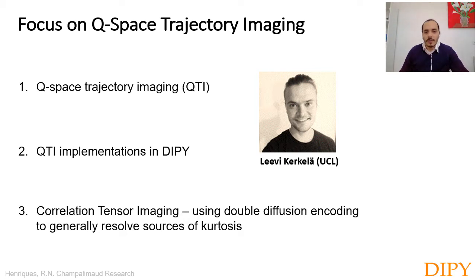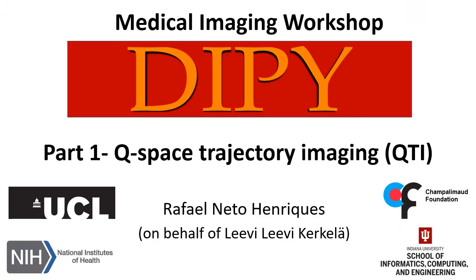In particular, I will be discussing the correlation tensor imaging framework that uses double diffusion encoding to more generally resolve sources of non-Gaussian diffusion, or kurtosis. Okay, so let's get started.